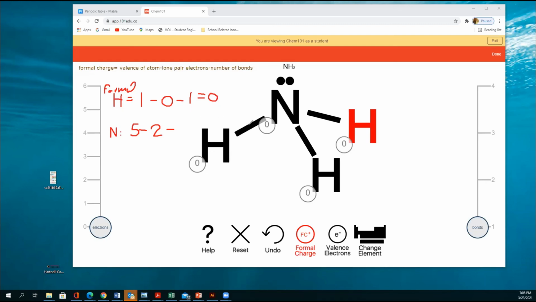And then the number of bonds. How many bonds? 3. So we add that together, that equals 0. So that's why you have a formal charge of 0, 0, 0, 0. This guy actually calculates it. Does that make sense? You guys have that look. It makes me worried.